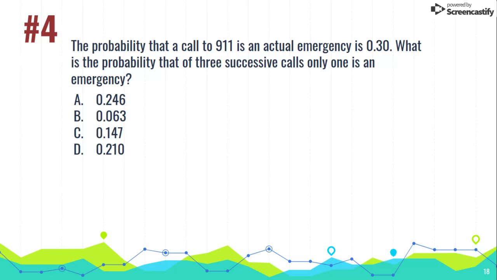Question 4. The probability that a call to 911 is an actual emergency is 0.3. What is the probability that of 3 successive calls, only one is an emergency? A, 0.246, B, 0.063, C, 0.147, D, 0.21.